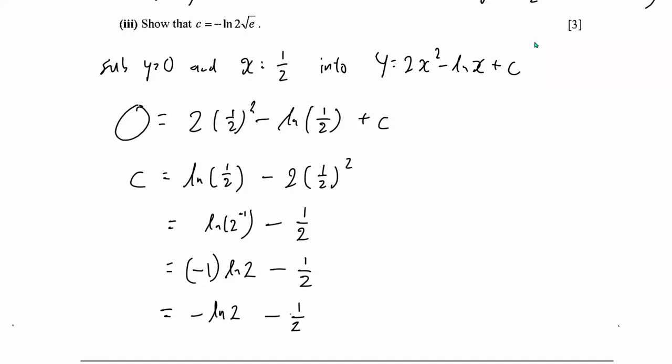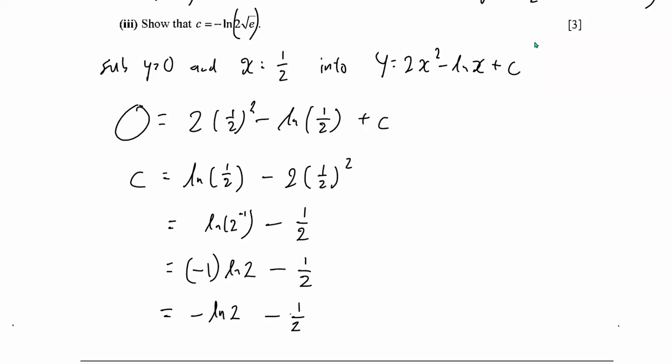Oh, something is a bit off. Let me see. Did I do something wrongly? Negative ln 2 times square root of e. Oh, sorry, I misinterpreted the notation. This is what they meant: negative ln of 2 times root e.